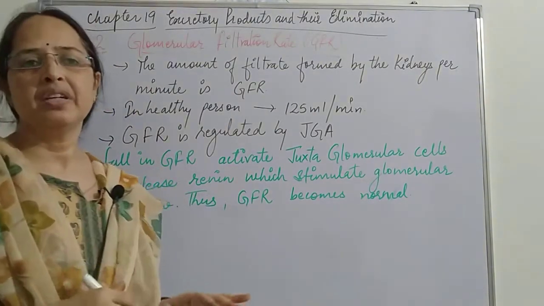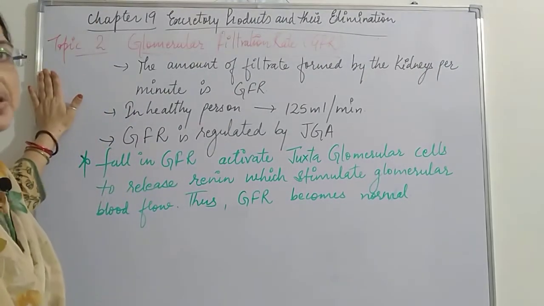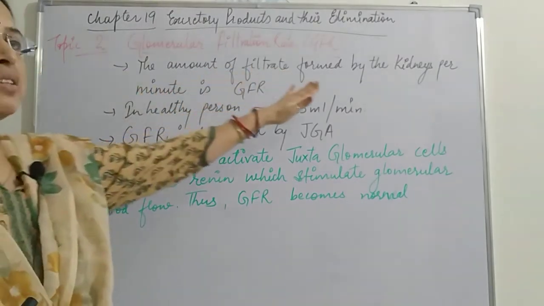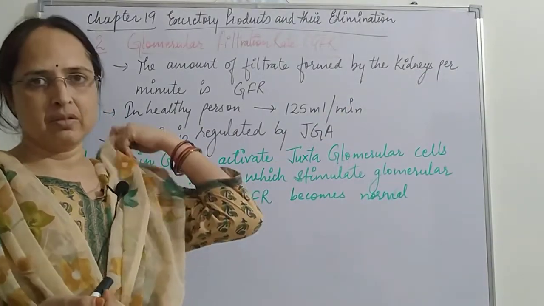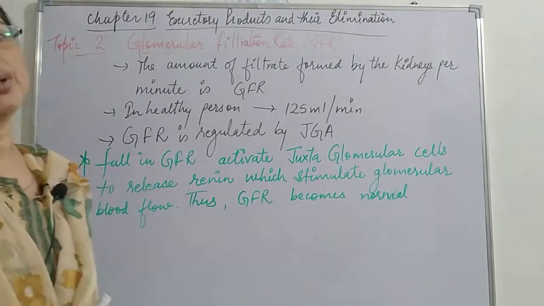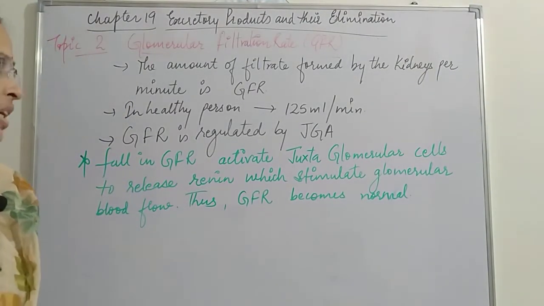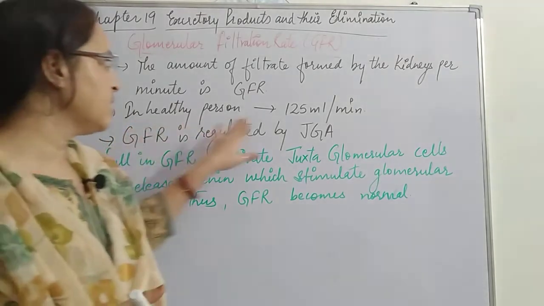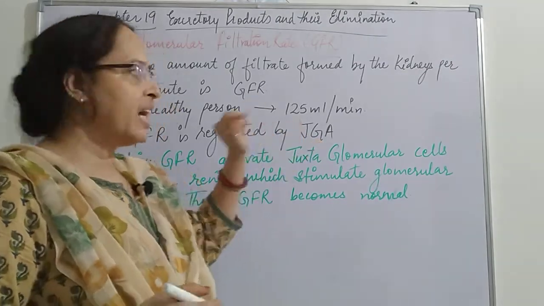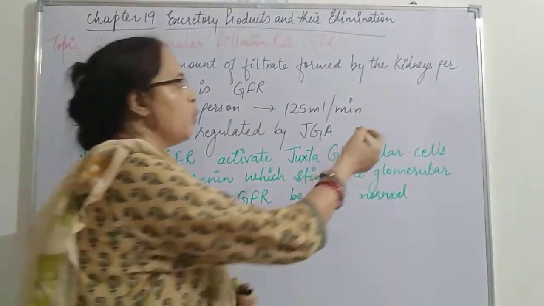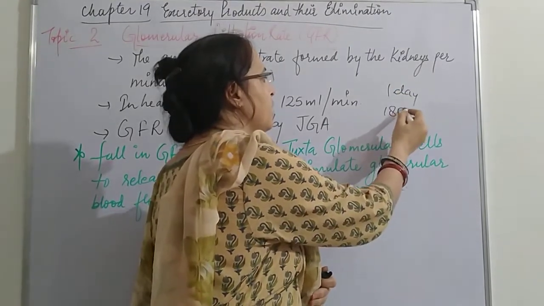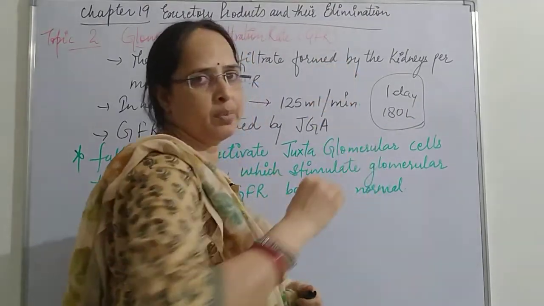So students, now the next topic is glomerular filtration rate. This is the amount of filtrate formed by the kidneys in 1 minute. So how much filtrate is formed by the kidney in 1 minute, that is said to be the glomerular filtration rate. In a normal, healthy person, it is about 125 milliliter per minute. I told you about that in one day, near about 180 liter of filtrate is formed.